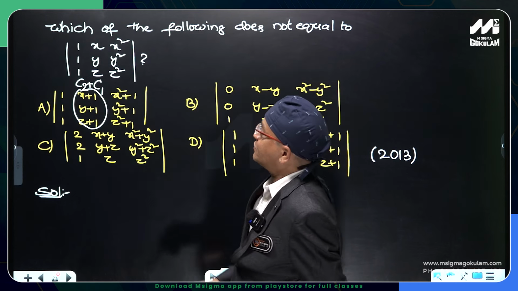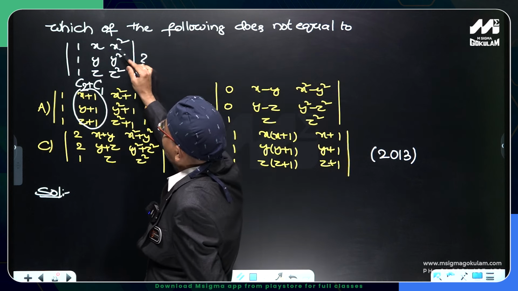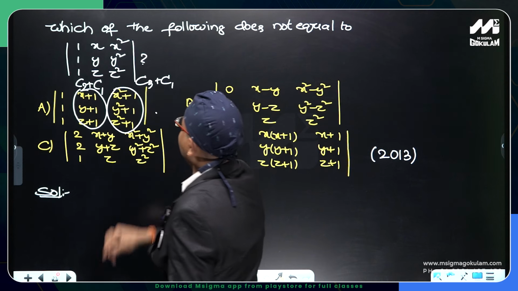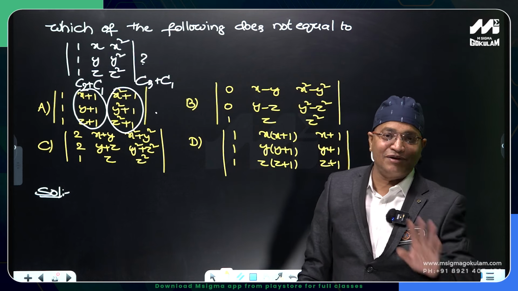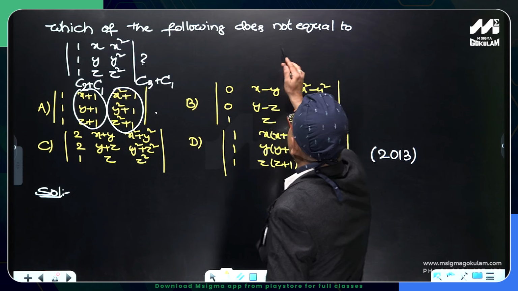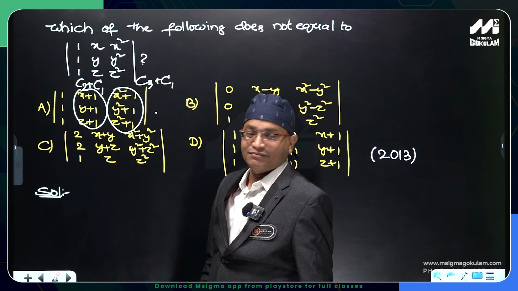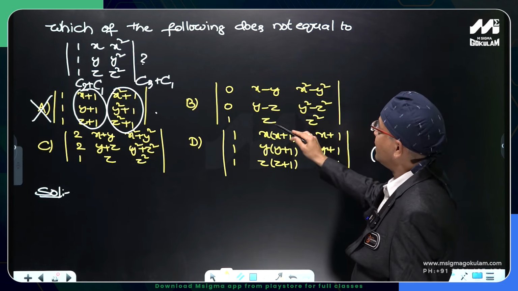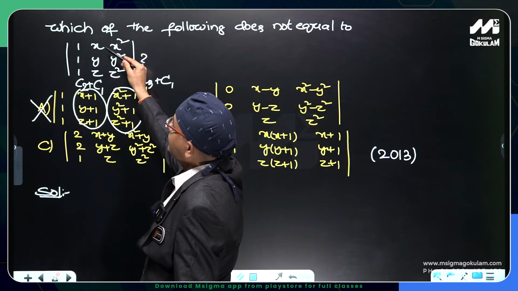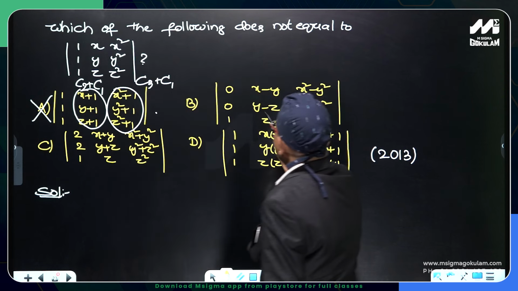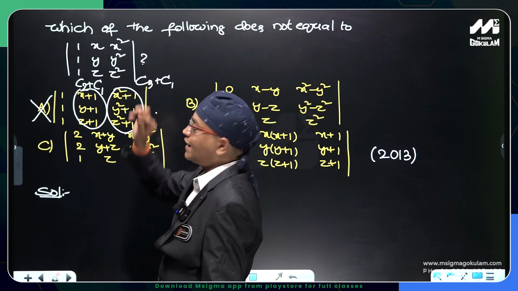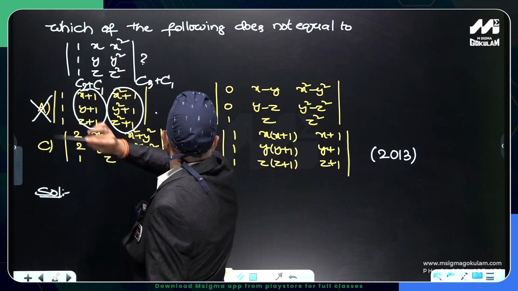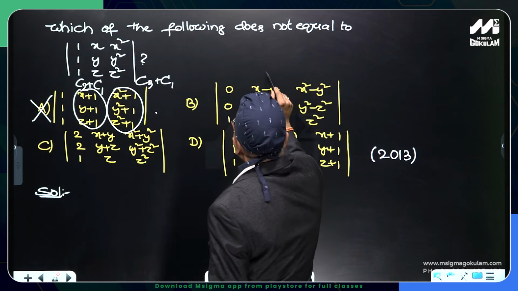Here x square plus 1, y square plus 1, z square plus 1, like that. That means what? We are adding first column to the third column. So this is coming by C3 plus C1. So by adding or subtracting, determinant value will not be changed. We know that property. So which of the following does not equal to? It is equal. So this option wrong. Okay. Now here you see 0, 0, 1, x minus y, y minus z, like that. X minus y means you are subtracting second row from first row. Y minus z means you are subtracting third row from second row. So you are getting like this only. So if you do R2 minus R3, you observe.